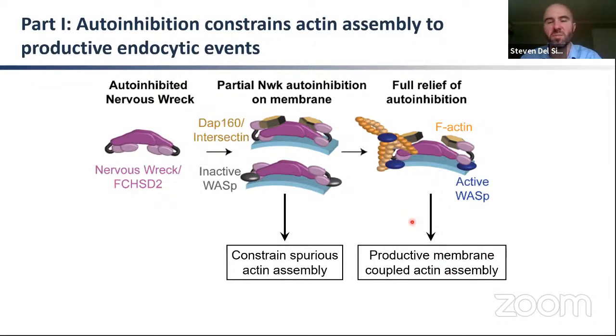So that's part one. I can pause here if people have questions on this part. And this is all also available online as a preprint, so you can feel free to check that out. Otherwise, I can plow ahead and tell you about this really broad meshwork of proteins at the synapse.